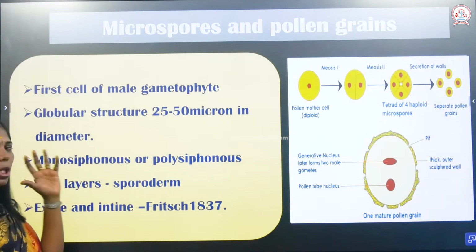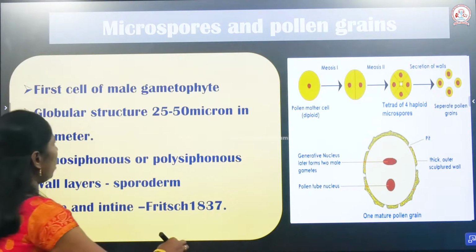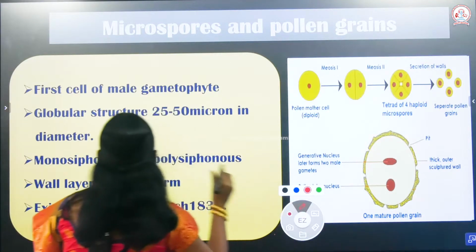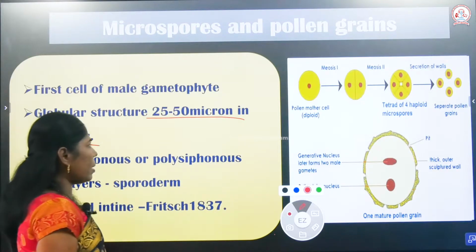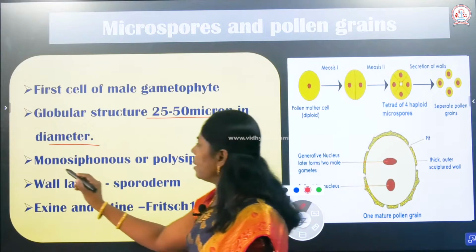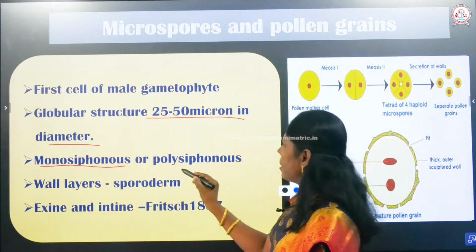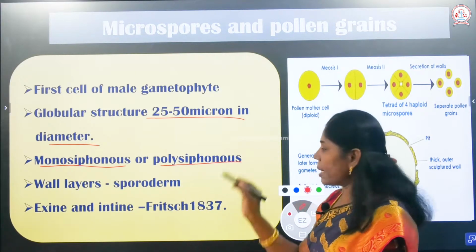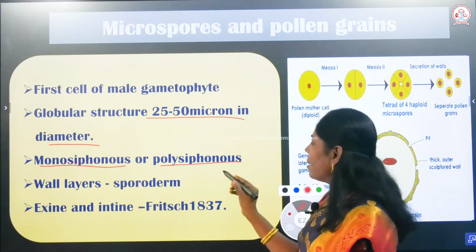What is the shape of the microspore? Microspores are a globular structure. What is the diameter? It is 25 to 50 microns in diameter. It is monosiphonous or polysiphonous in nature. Monosiphonous means unbranched, only one branch is there. Polysiphonous means multiple branches of the pollen tube.